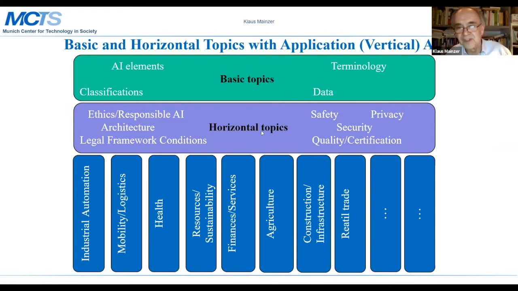The horizontal topics typically for all these applications concern safety, privacy, security, quality criteria, ethical questions, questions of legal framework. And here the vertical applications: industrial automation, mobility, logistics, health, resources, sustainability, financial services, agriculture, construction, infrastructure, retail trade, for example, in German, Einzelhandel, very practical applications, and so on.